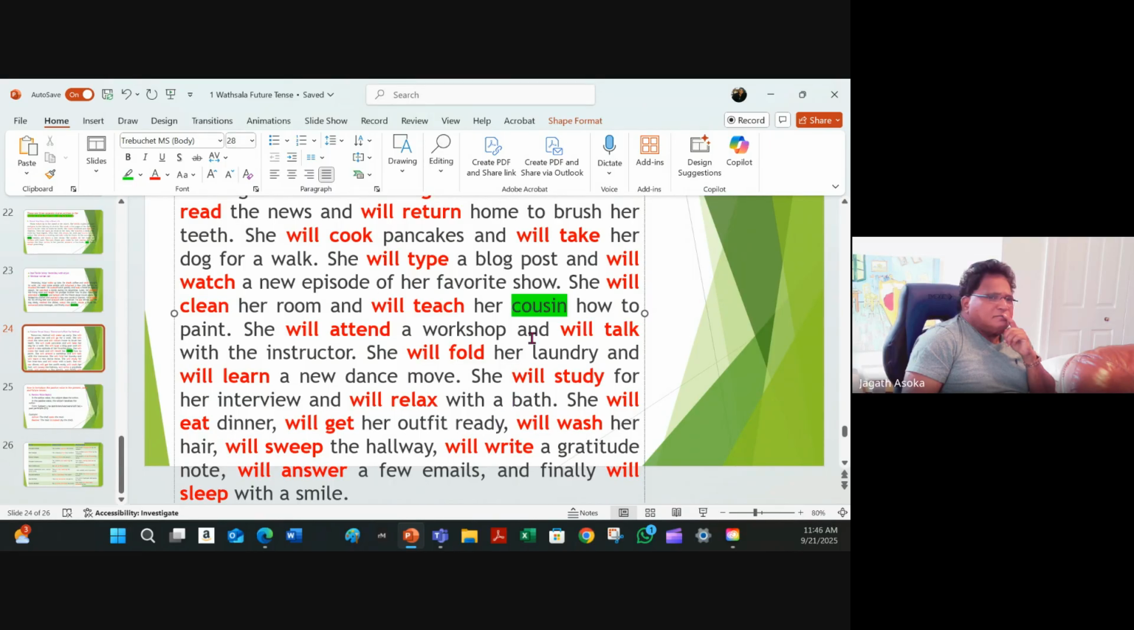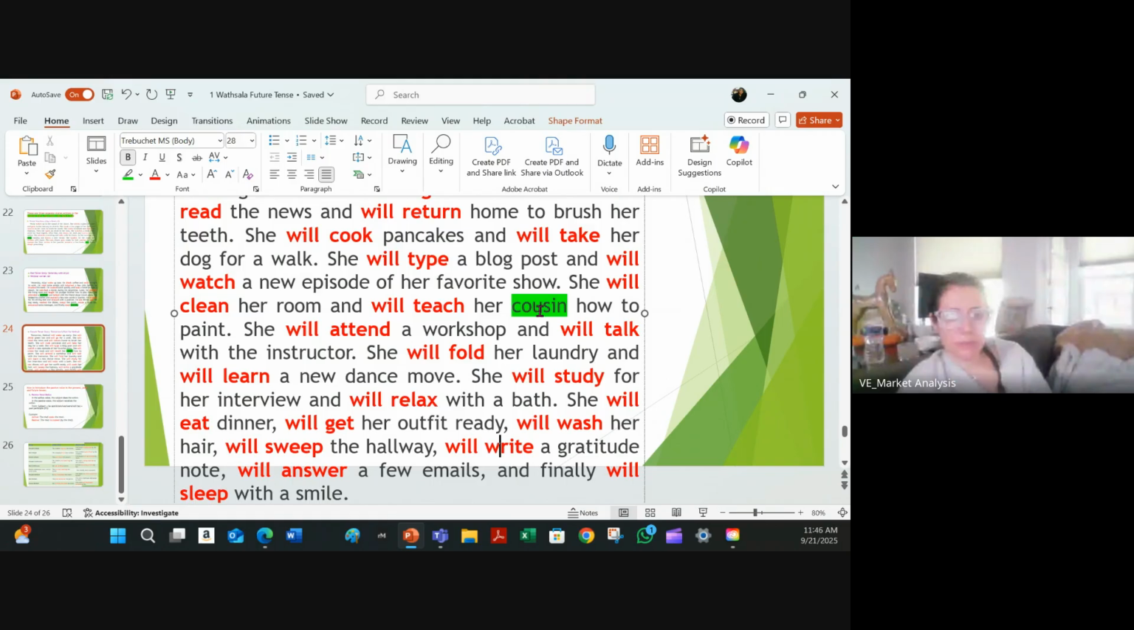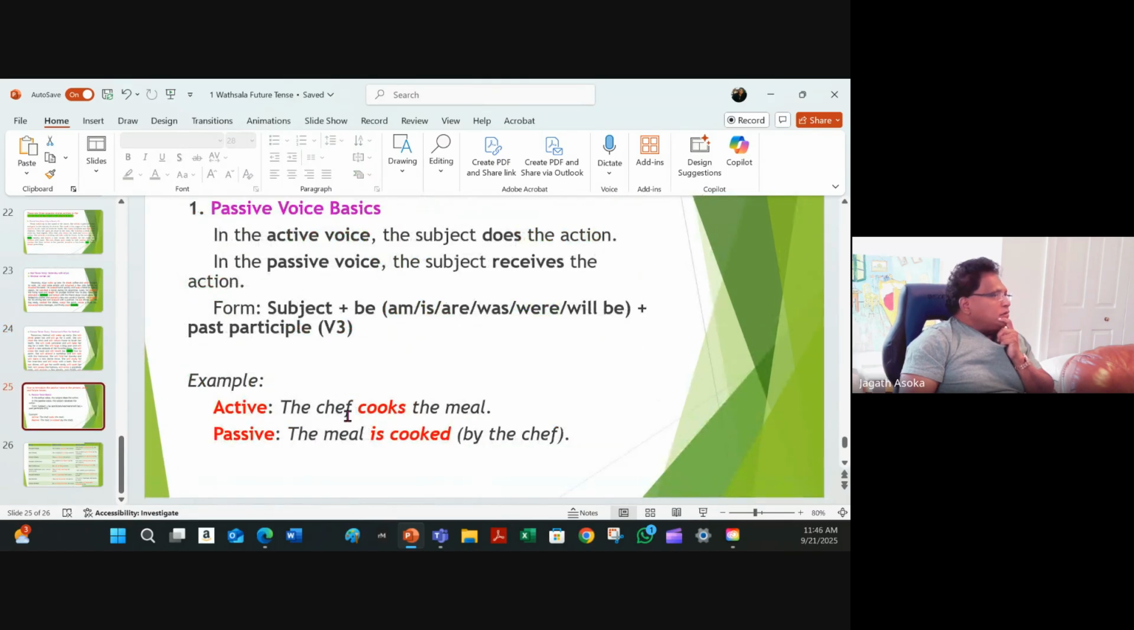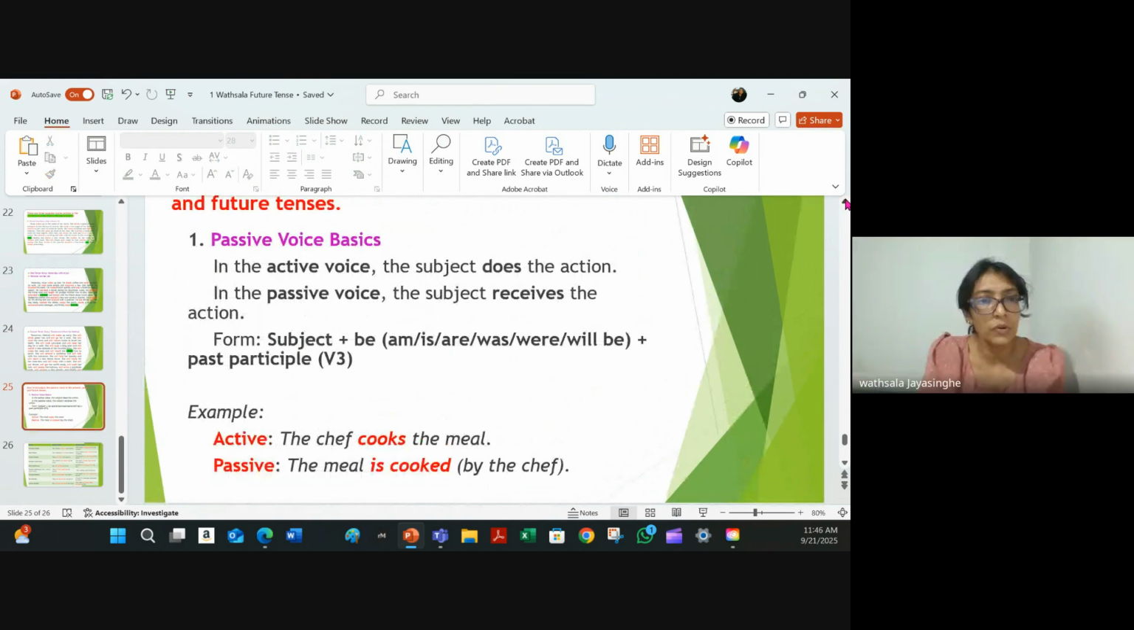Very good. Laura, would you please pronounce this word? Cousin. Yeah, cousin. Okay. Wathsala, what I want you to do in your class is these three exercises. Get rid of the word, and see whether they can do it. I think this should help them. Okay, let's move on. Passive voice.